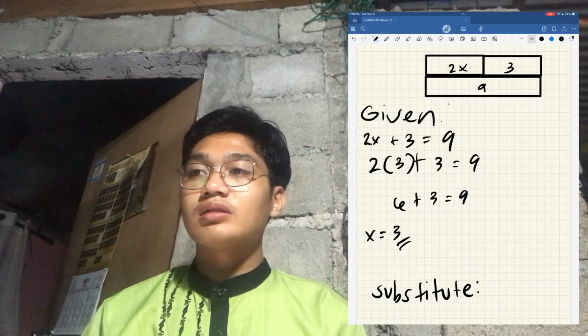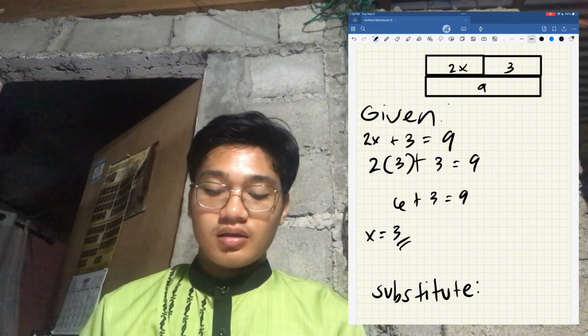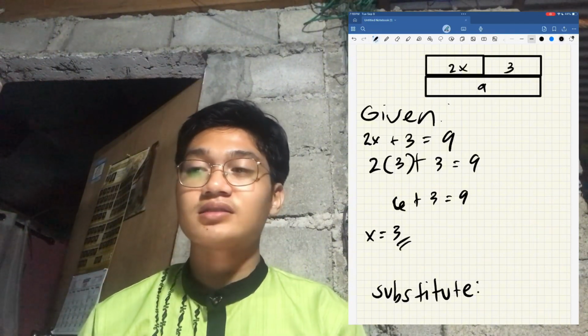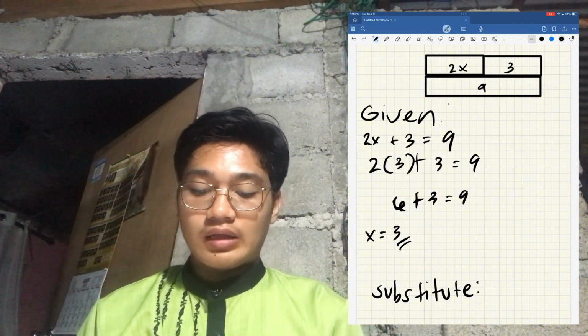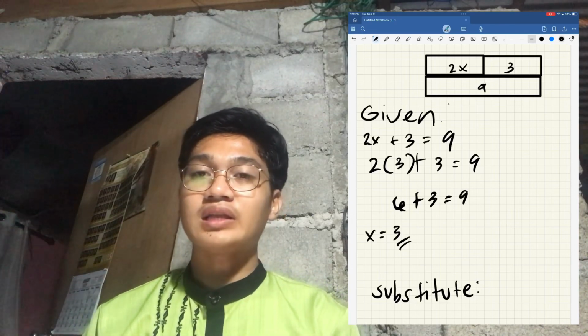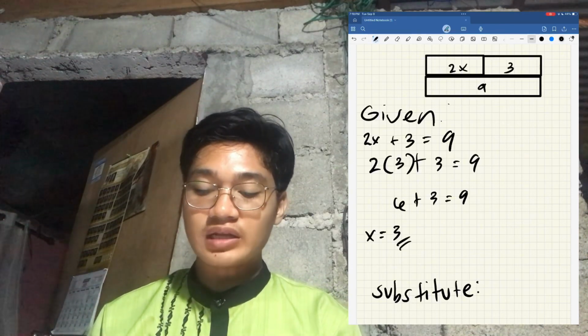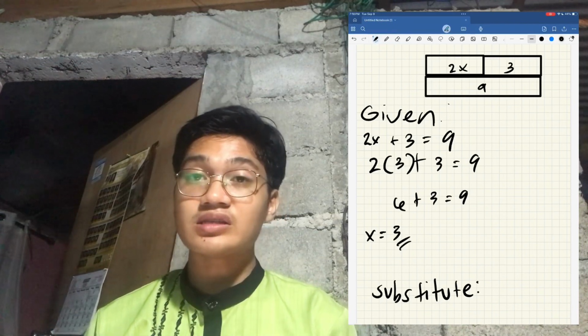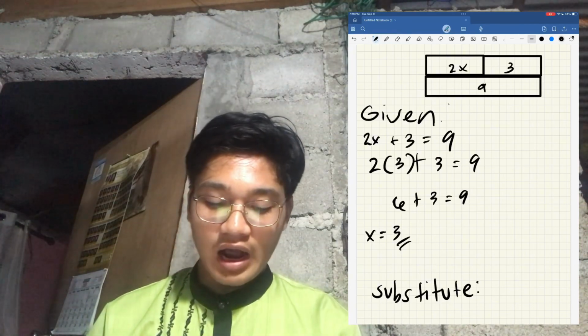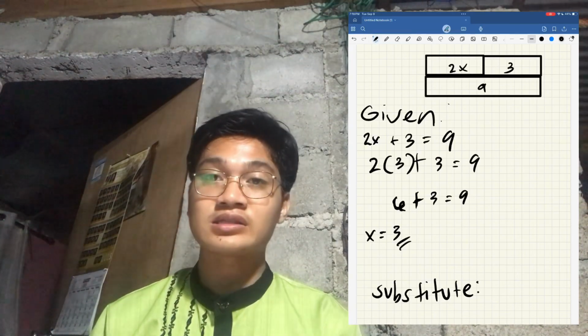Another equation that I have is 2x plus 3 is equal to 9. So using substitution, we will substitute 3 as the value of x. So 2 times 3 is equal to 6, plus 3 is equal to 9. So therefore, the value of our x is 3.